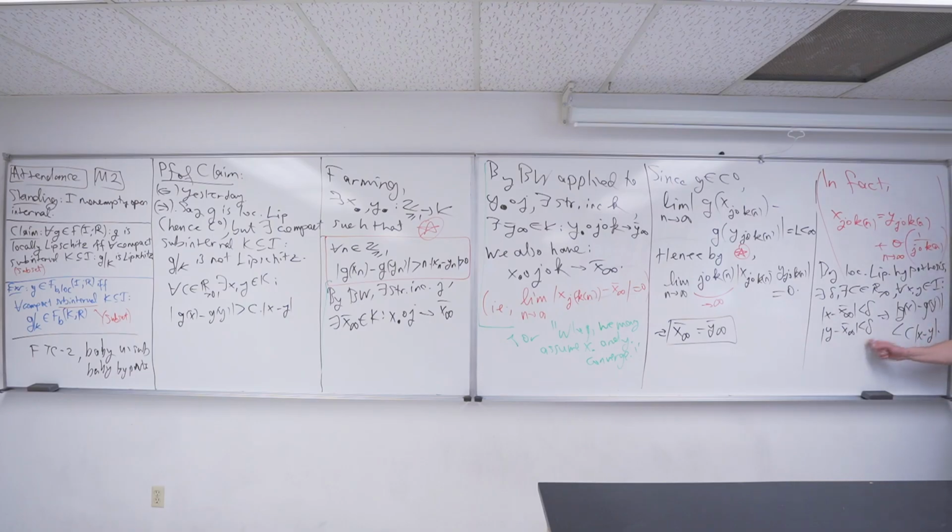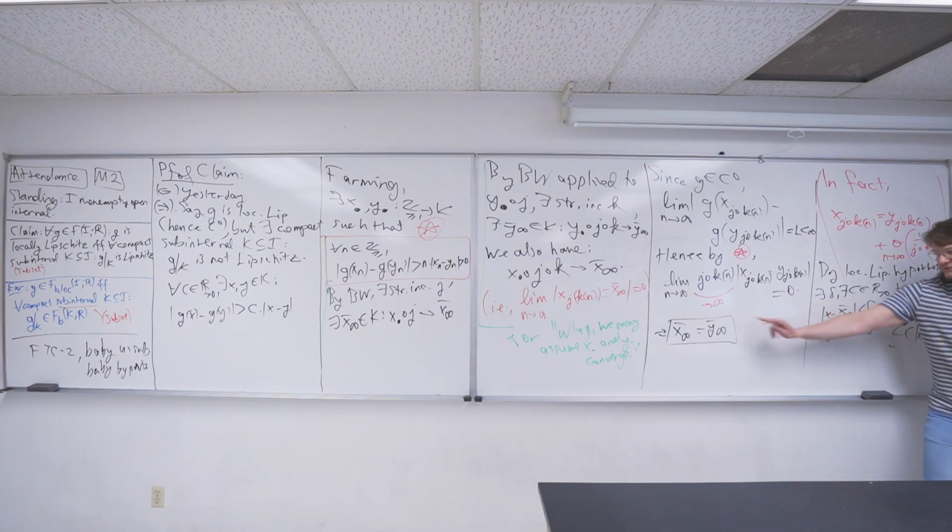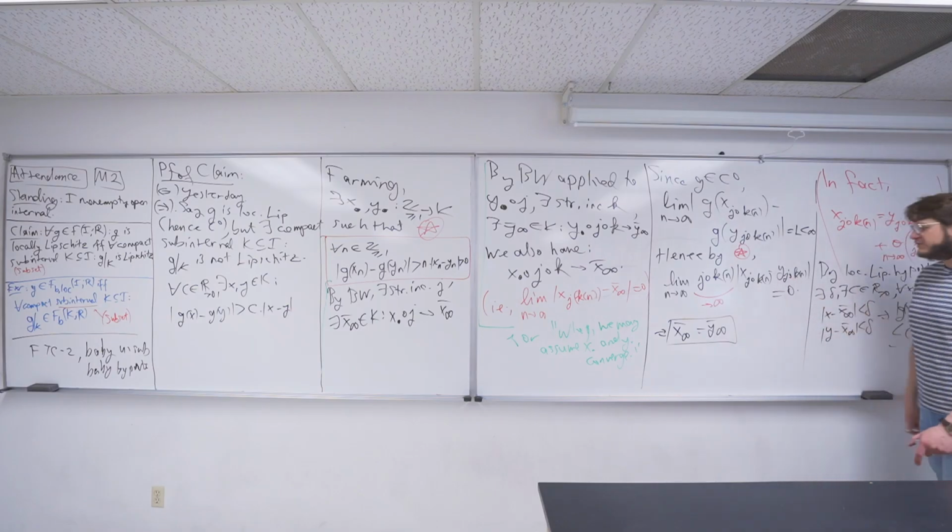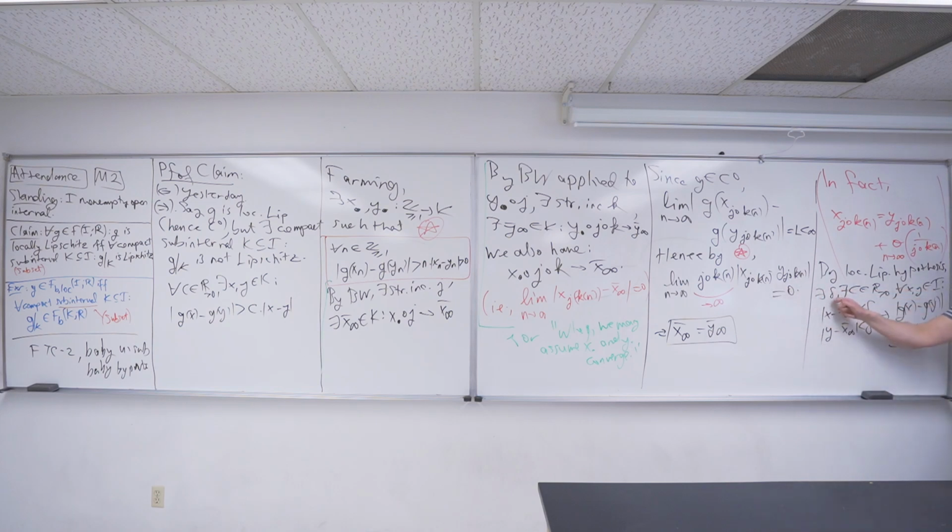I just use the fact that g is locally Lipschitz. So in some neighborhood of this limit point, it has to be Lipschitz. There's some positive constant. Okay? But then, since both of these sequences converge to the same point, I know that if I wait a finite time, both of these terms are going to be within delta. Okay?